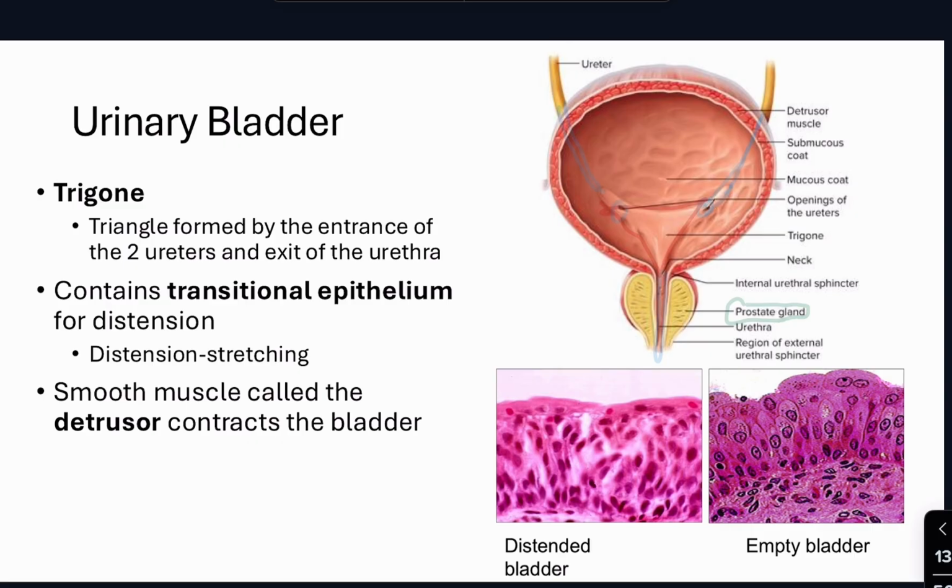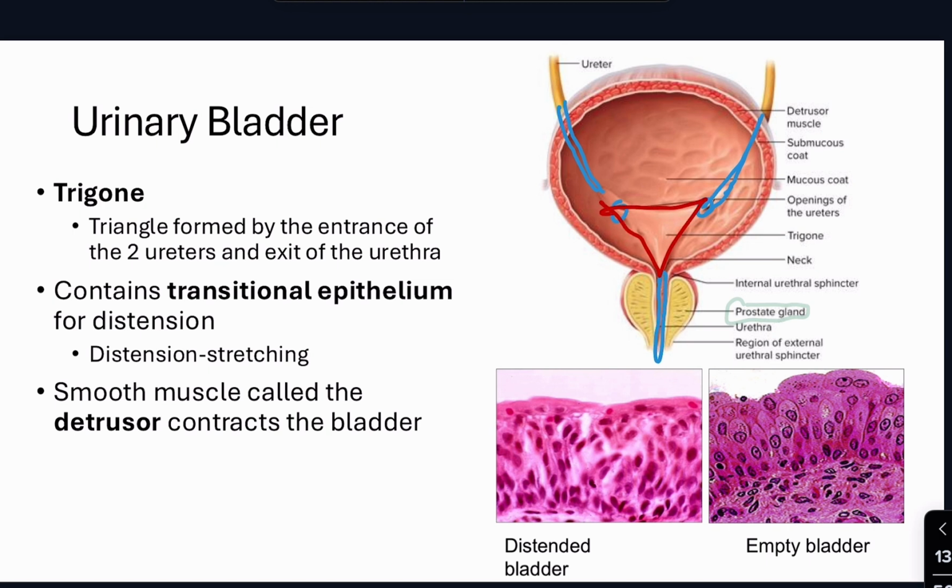And you're going to see that this has kind of like a trigone appearance. It's going to be this little triangle. Here's that little triangle over here, that trigone. And that's going to be a triangle formed by the entrance of the 2 ureters. So the 2 ureters are actually going a little bit down. You see we have the ureters here. They're going down, down, down. And they're entering into this area, into this hole over here, right? These are the openings of the ureters. So I'm going in through the back and then out through the urethra over here. And that gives us this whole triangle appearance.